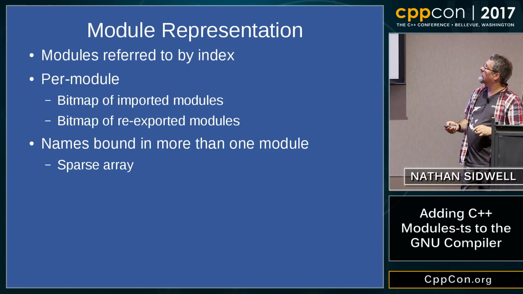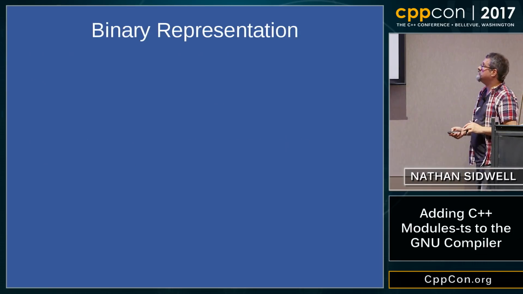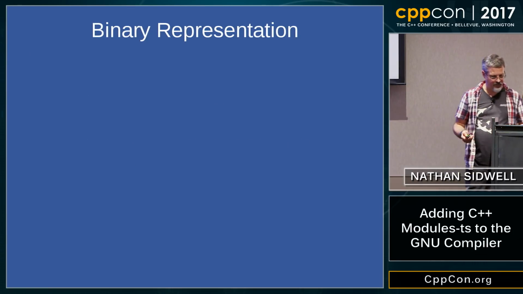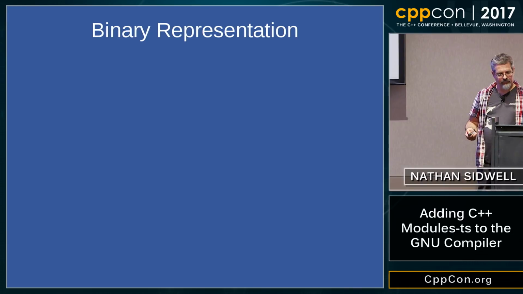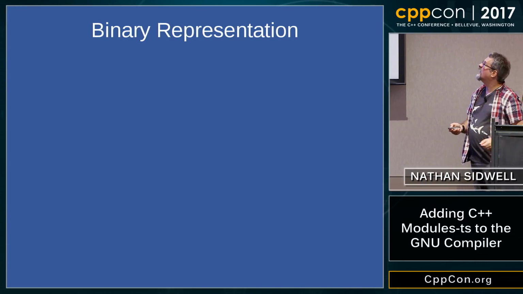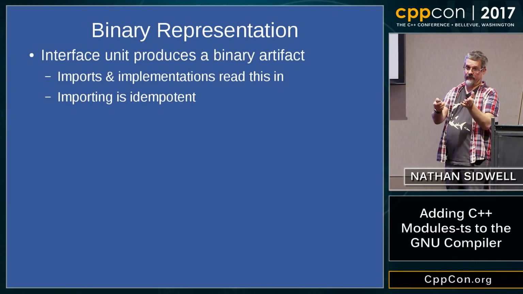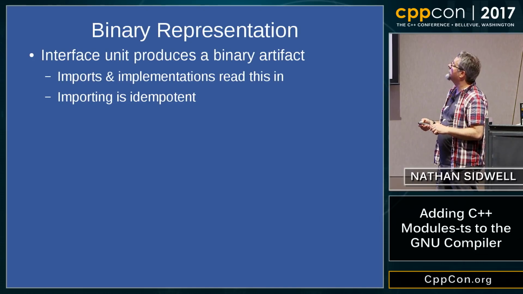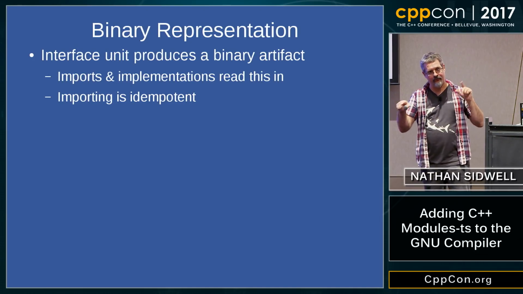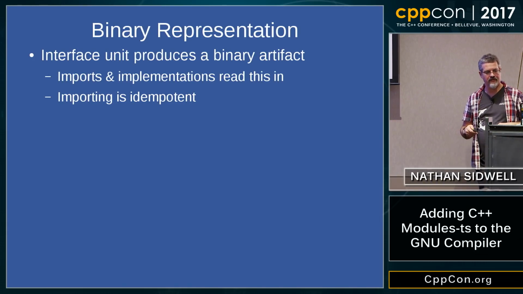Right. So that's name lookup. Right, binary representation. So the interface unit produces this green box that I had in the other picture, that's then slurped in by the importers and the module implementations.